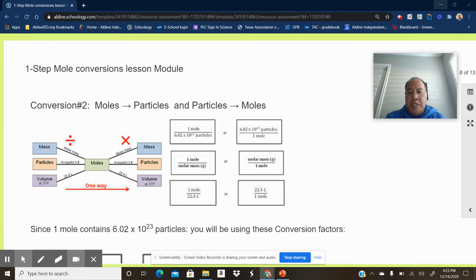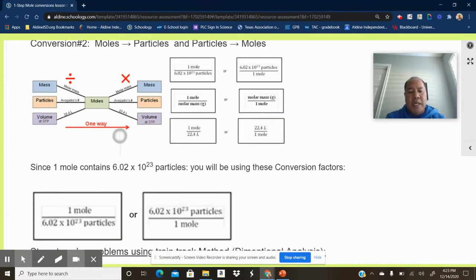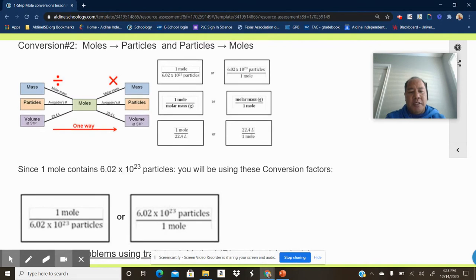And this time we're going to convert from moles to particles or from particles to moles right here. All right. So in order to go from moles to particles, you have to know an important number. And that number is Avogadro's number. And Avogadro's number is right here, which is 6.02 times 10 to the 23rd particles.